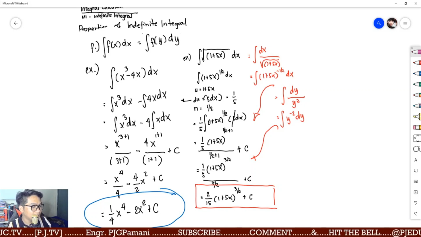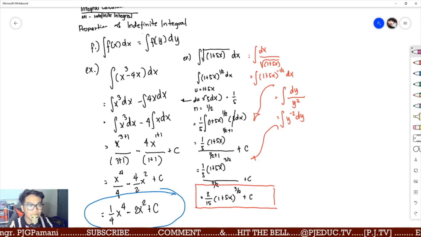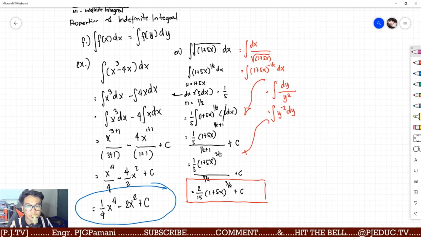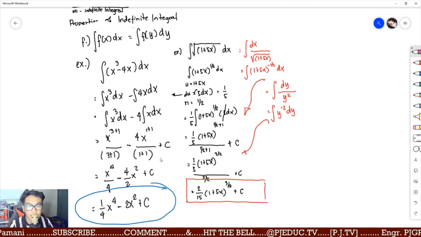So that is, tapos na yung module 1. Module 1, indefinite integral. Basic forms lang tayo. Properties of indefinite integral. How to integrate an integrand form. Return it to its original form. Yeah. So, yun lang yan. Stop ko na to.